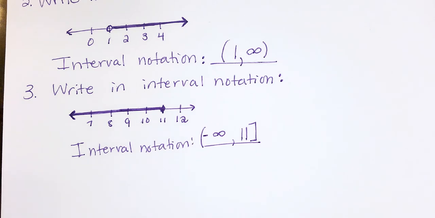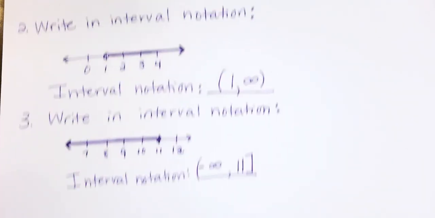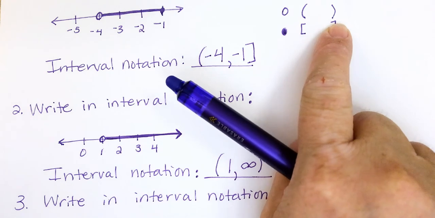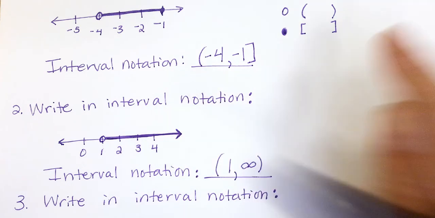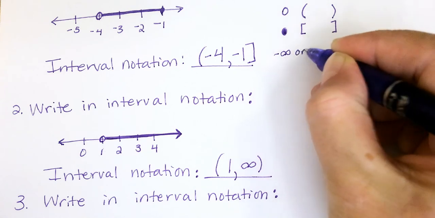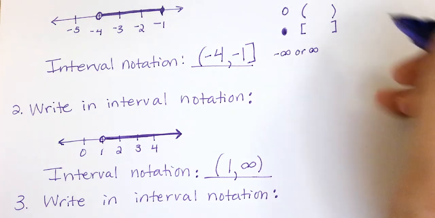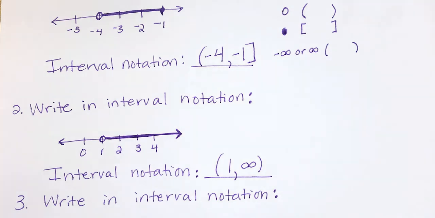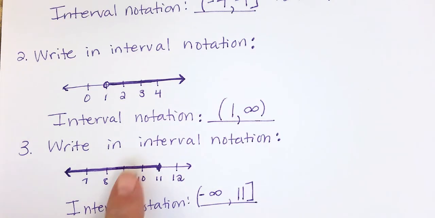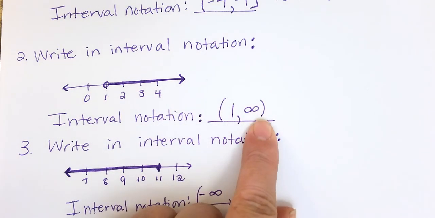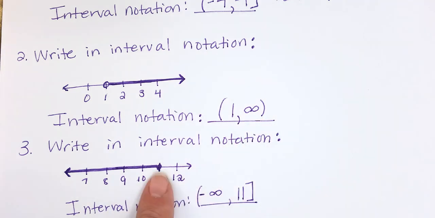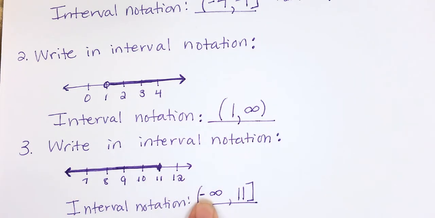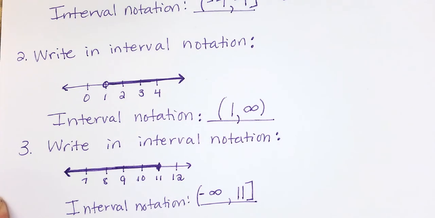Just to recap, if it's an open circle, it gets a parenthesis. If it's a closed circle, it gets a bracket. If it is either negative infinity or positive infinity, those both get parentheses, depending on which direction it's pointing. If you shade to the right, your infinity is on the right-hand side in your interval. If you shade to the left, your infinity is on the left-hand side in the interval, but it's negative because you're going in the negative direction. I hope this helped you learn interval notation for today.